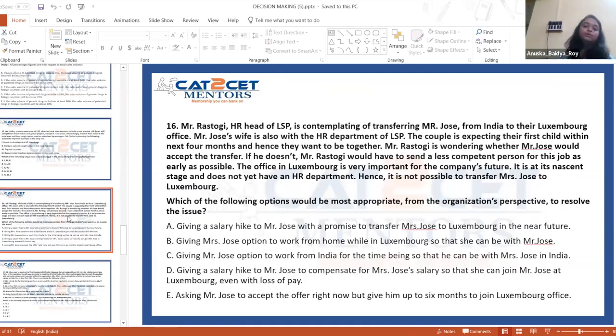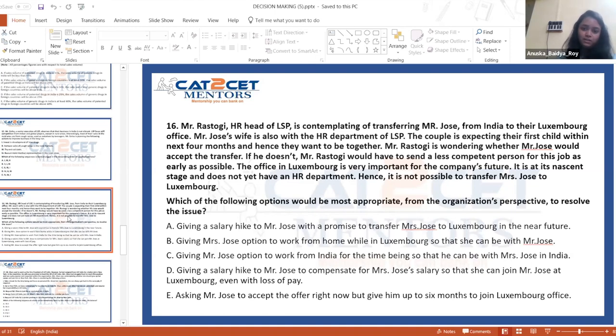Question 16. Mr. Rastogi, HR of LSP, is contemplating transferring Mr. Jose from India to their Luxembourg office. Mr. Jose's wife is also with the HR department of LSP. The couple is expecting their first child within the next 4 months, and hence they want to be together. Mr. Rastogi is wondering whether Mr. Jose would accept the transfer. If he doesn't, Mr. Rastogi would have to send a less competent person for this job as early as possible.